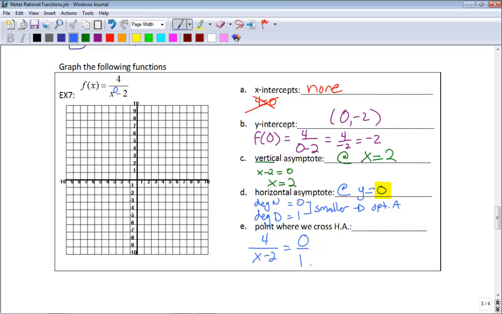If I put the 0 over 1, I can cross multiply, so I get 4 is equal to, well, 0 times x minus 2 is just going to be 0. Does 4 equal 0? No, there's no variable there, there's no x to solve, so this doesn't make any sense. That means we do not cross the horizontal asymptote. Alright, so this was step 1, 2, 3, and 4. Step 5 was plot all this stuff.